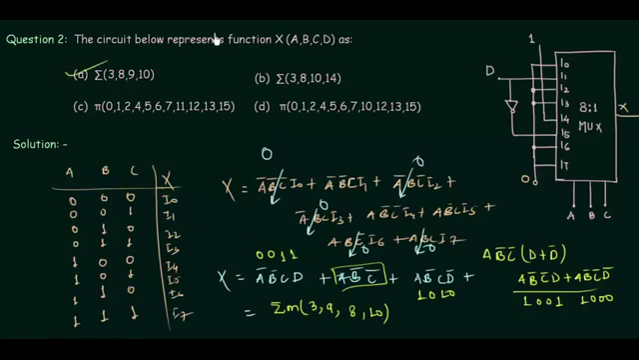So definitely option A is correct, 3 9 8 10. And when there is 3 9 8 10, the remaining ones, 0 1 2 4 5 6 7 11 12 13 15, are my max terms. So option C is correct, because you can see in this 10 is involved and 10 is my min term, so it can't be my max term. So options A and C are the correct answer for this problem.